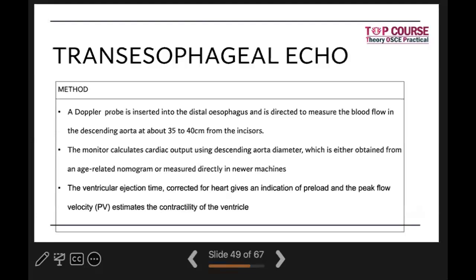The only problem with the transesophageal echo is that there are various assumptions when we do a transesophageal echo. These assumptions may not be universally possible in all critically ill patients or in all cardiac patients, right? So what are all the assumptions the transesophageal echo makes? Number one, it presumes that the Doppler can precisely measure the blood flow velocity in the descending aorta. And it also presumes that all the red blood cells move at the same speed throughout the vessels. Okay. And it also presumes that, based on the age-related nomograms, the cross-sectional area is going to be the same as per the age factor. Okay.